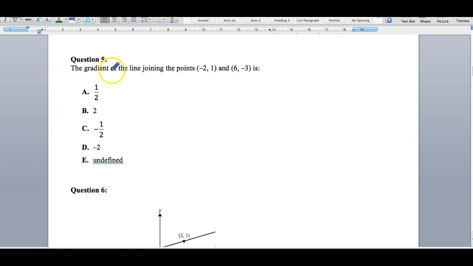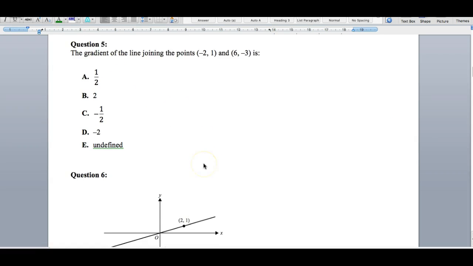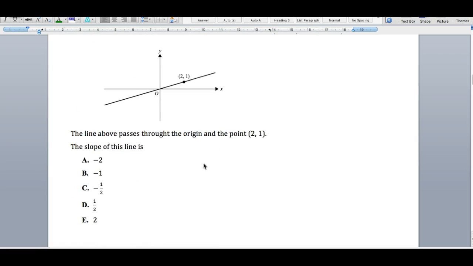Okay, let's scroll to question 6. So the line above passes through the origin and the point 2, 1. So there's the origin. Origin is 0, 0. So how much have we gone up by? Oh, sorry. That's what happens when I use the keypad, not the tablet. Okay, so we've gone up by 1 and across 2.